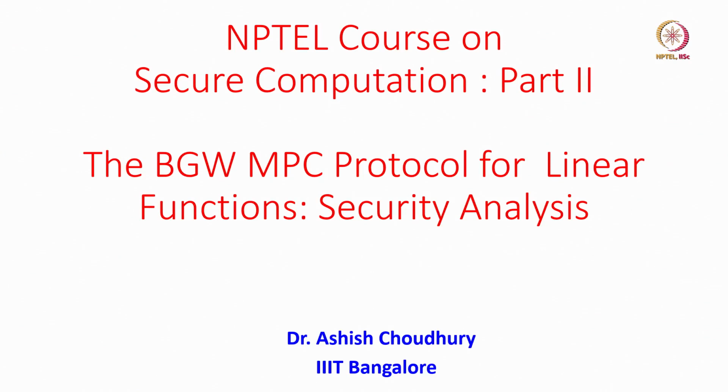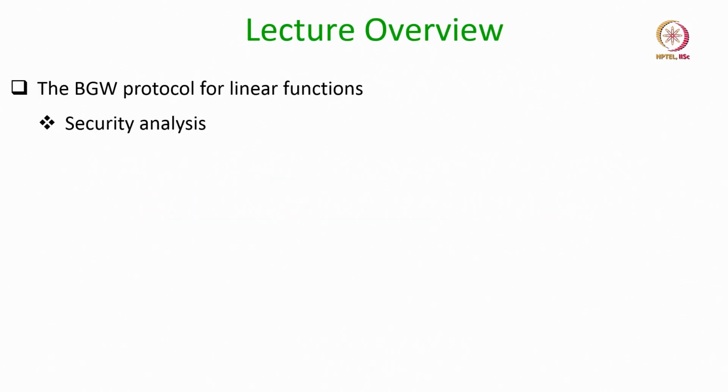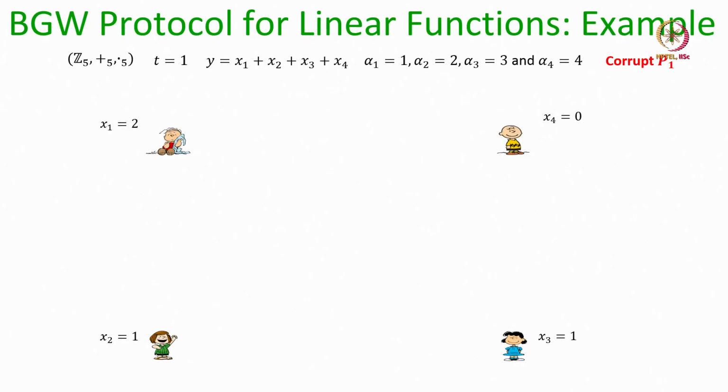So, in this lecture we will quickly do a security analysis for the BGW MPC protocol for linear functions, which we had discussed in the previous lecture. Before going to the formal analysis, we try to understand why this protocol is secure with an example. Let us consider a very simple function, namely the addition of 4 inputs.